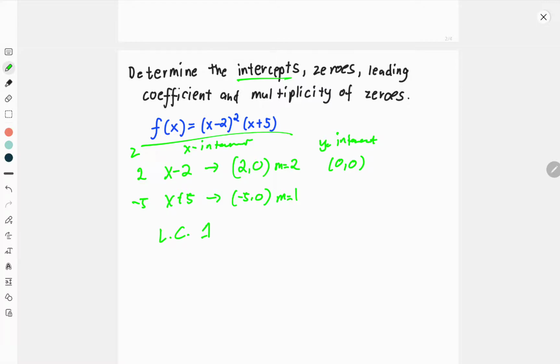So I think we have now a good set of analysis on the parts of graphing polynomial functions. I hope you learned something with this one.